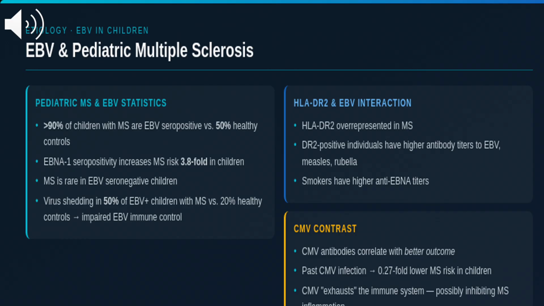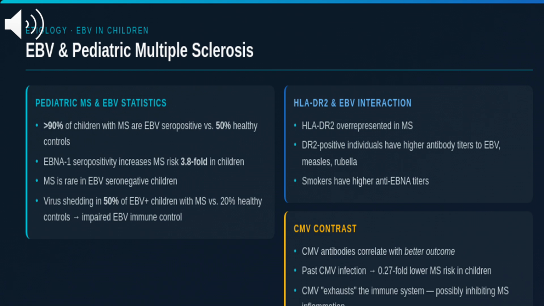Now contrast this with cytomegalovirus or CMV. In a finding that at first seems paradoxical, antibodies to CMV correlate with better MS outcomes and lower MS risk. Past CMV infection confers a 0.27-fold reduced risk of MS in children. The proposed mechanism is that CMV effectively exhausts the immune system over the human lifetime.